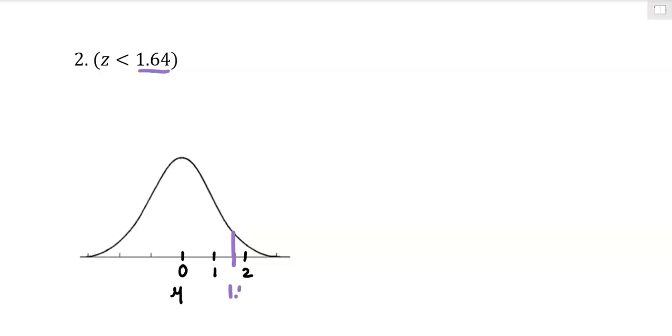So I'll say that this right here is 1.64. And I want the probability that z is less than that. Less than, that points to the left, shade to the left. I want the area to the left of that.